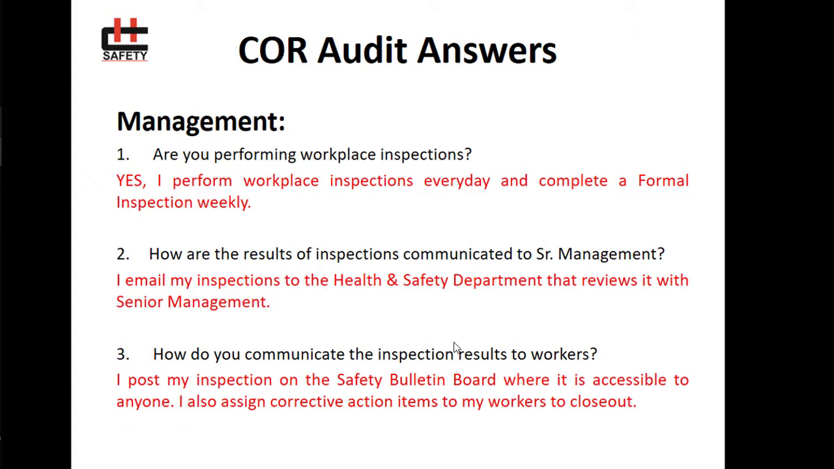Number 2, how are the results of inspections communicated to senior management? I email my inspections to the Health and Safety Department that reviews it with senior management. Question 3, how do you communicate the inspection results to workers? I post my inspections on the safety bulletin board where it is easily accessible to anyone on site. I also assign corrective action items to my workers to close out.